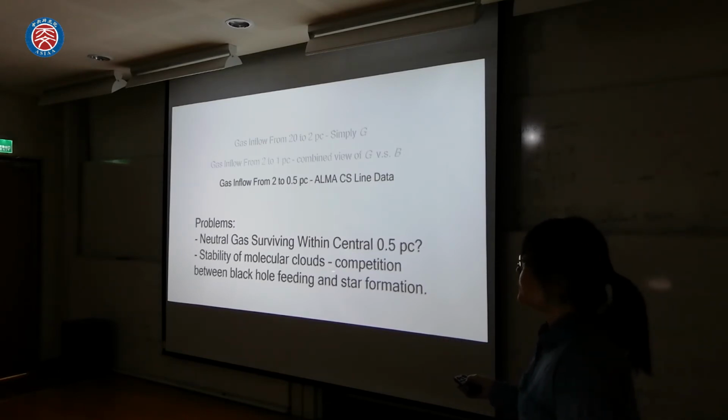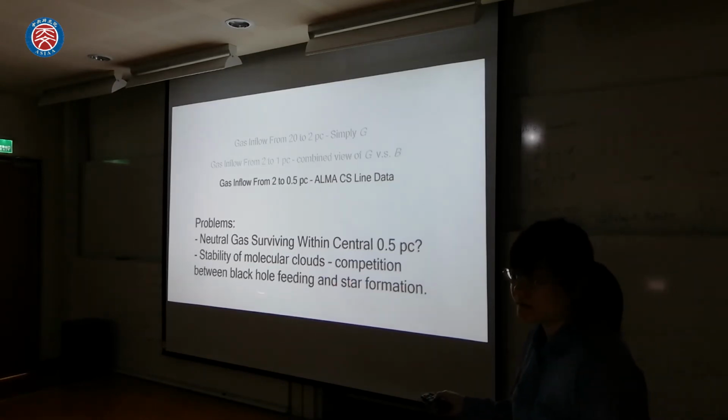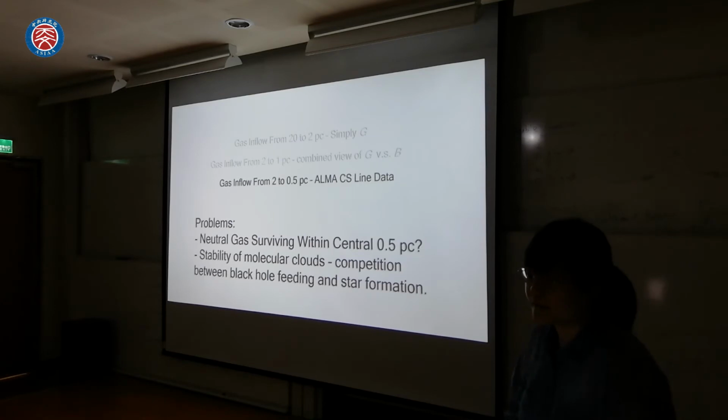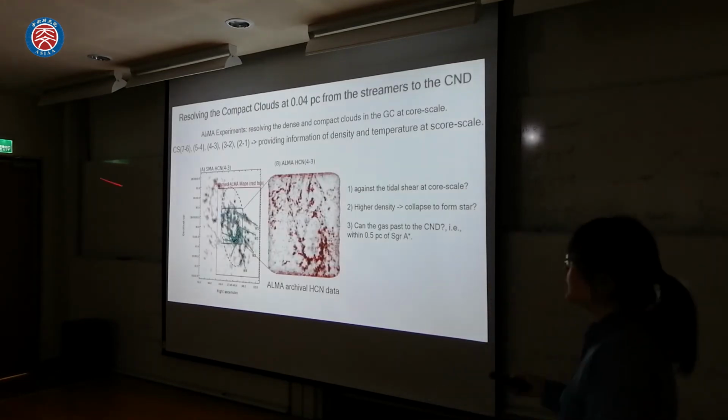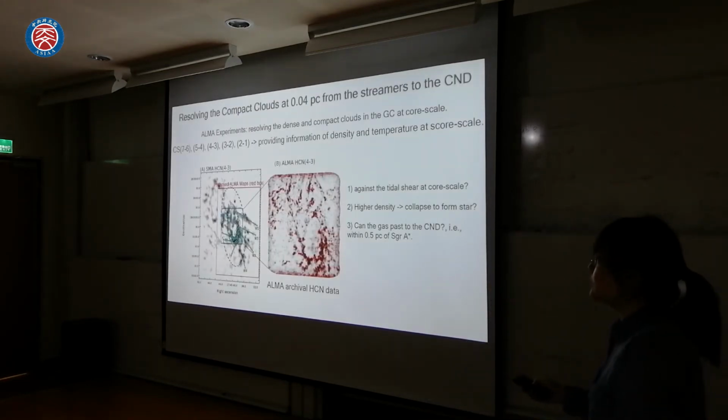The second question is the stability of micro clouds. It's a competition between black hole feeding and star formation, because the micro clouds can be used for star formation, and once they are used for star formation, it is competing with the black hole feeding. Okay. So the difference between this project and the previous project is scale.